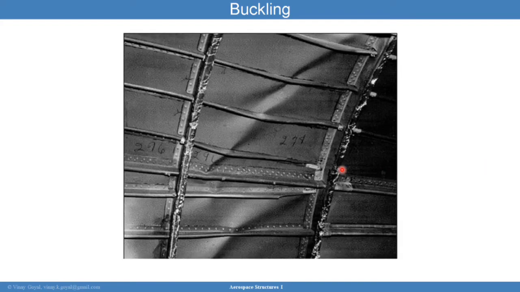Here is a buckling event looking into the inside of the aircraft. And you can see in this case that there's buckling that occurs in the panel. But there are some cases where buckling can cause excessive deformation of the stiffening elements. In this case, these are stiffening elements. These are circumferential stiffeners, and these ones are stringers that run along the length of the vehicle.